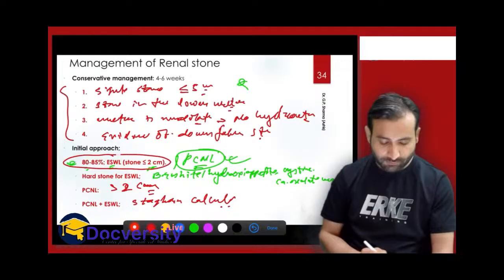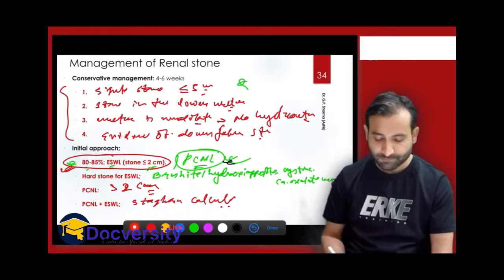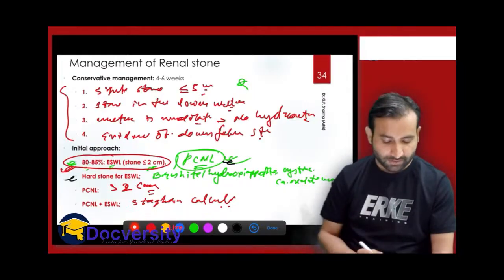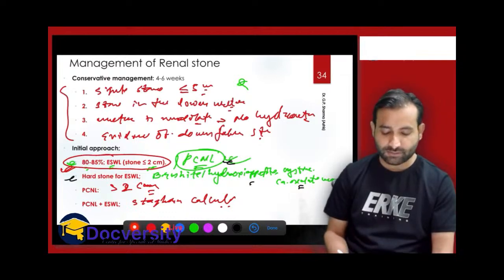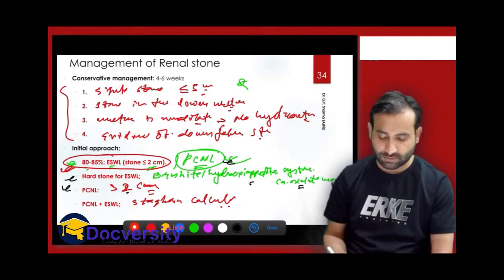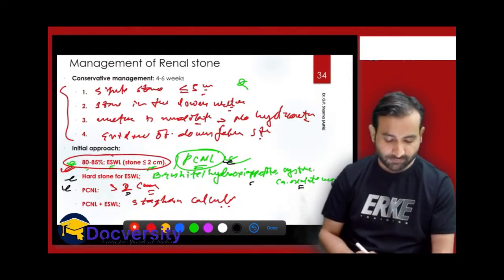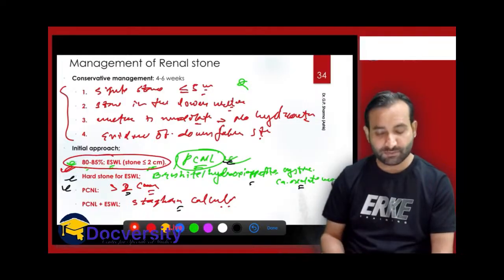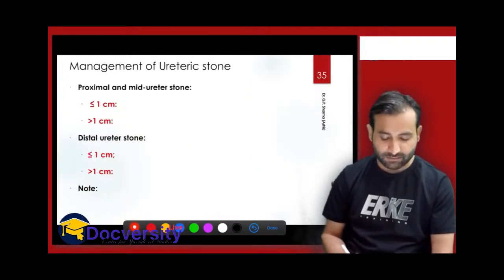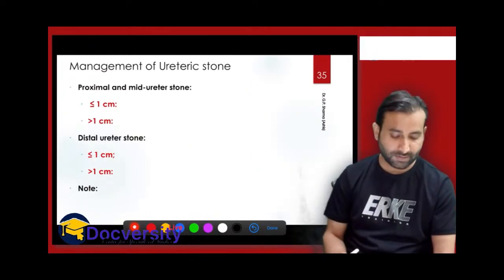So please remember, for almost all the cases which are less or equal to 2 centimeter, we use the ESWL procedure. And some surgeons may choose PCNL. Hard stone for ESWL, we use the PCNL, and these stones are brucite, hydroxyapatite, cystine, and calcium oxalate monohydrate. If the size is more than 2 centimeter, we use the PCNL. If it is staghorn calculi, you use the PCNL and ESWL together.